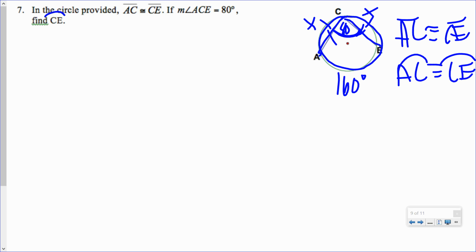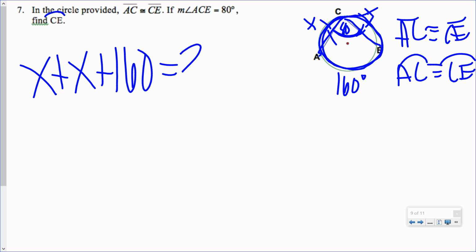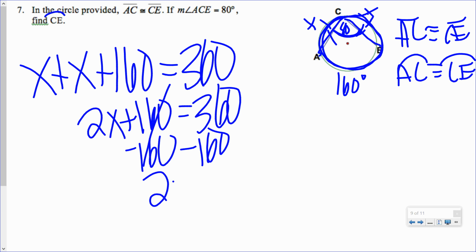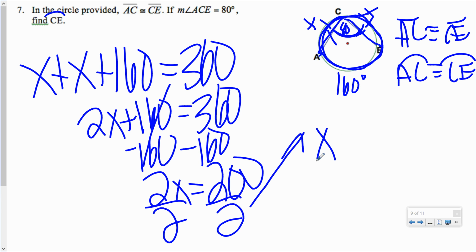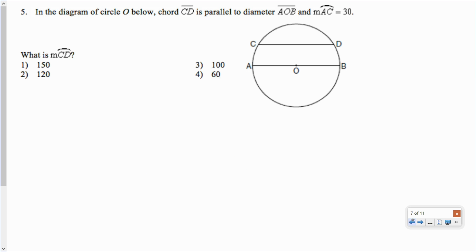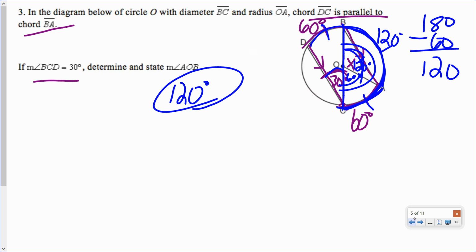Okay, so again, because I have expressions for the full arcs of a circle, I know that the full arcs of a circle add to equal 360. I do the algebra, and I end up with x equals 100. It's asking for x, CE, which is x. That's my answer.